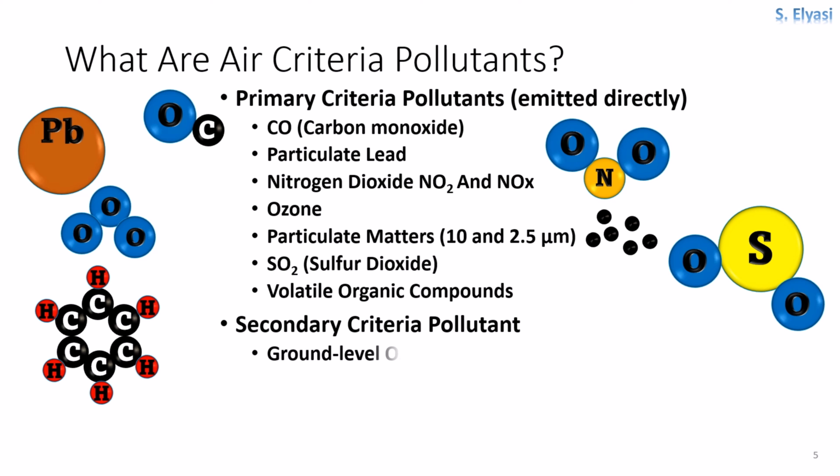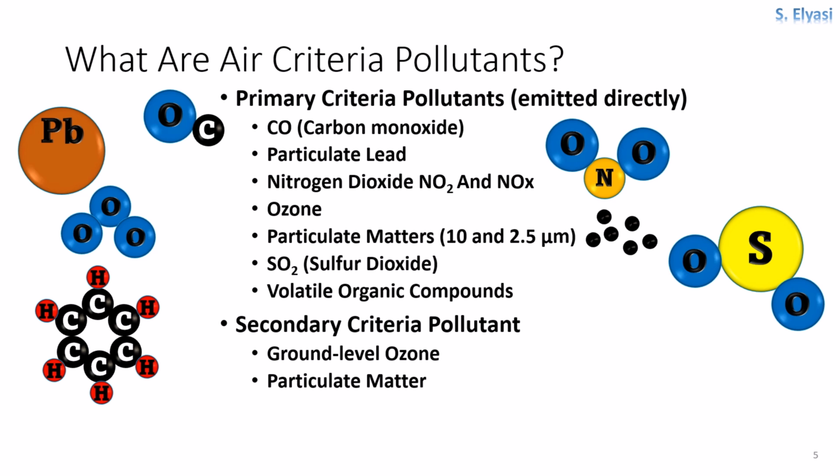They include ground-level ozone, O3. This is not emitted directly. Rather, it forms when nitrogen oxides, NOx, and volatile organic compounds, VOCs, react in the presence of sunlight. Ozone at ground level is a major component of smog and can cause or exacerbate respiratory problems and other health issues.